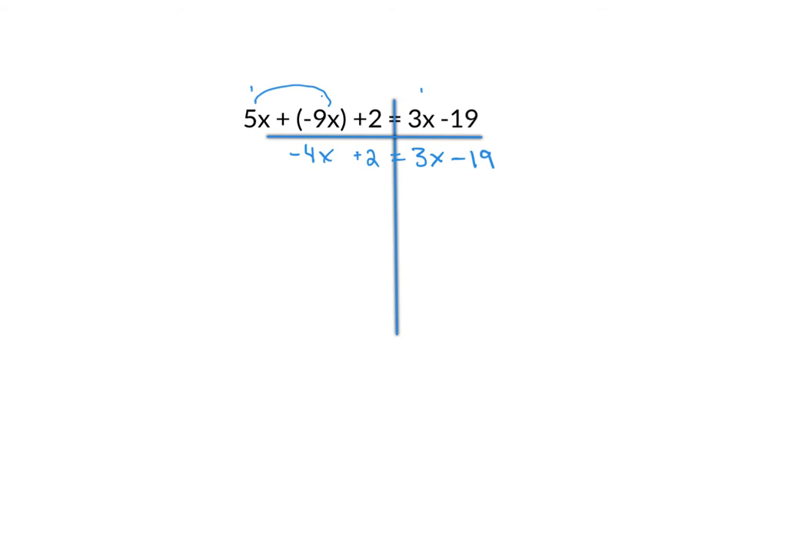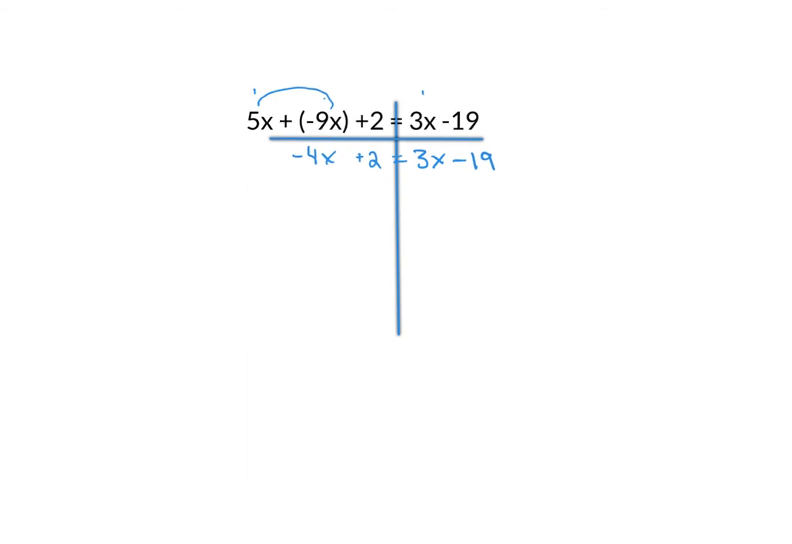And so my next goal is I want to get all my variables on one side of the equation, all of my constants on the other. So I'm going to get rid of this positive 2 by making a zero pair. Inverse operations. I'm going to subtract 2. That makes a zero pair there. Now I have negative 4x equals 3x, and negative 19 minus 2 is negative 21.